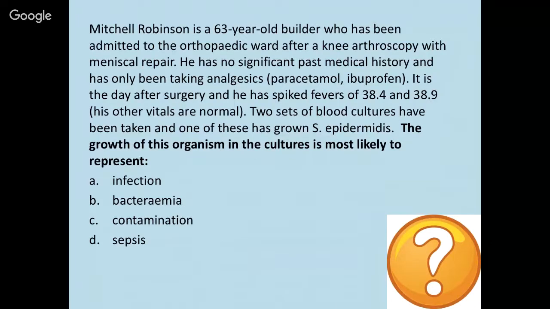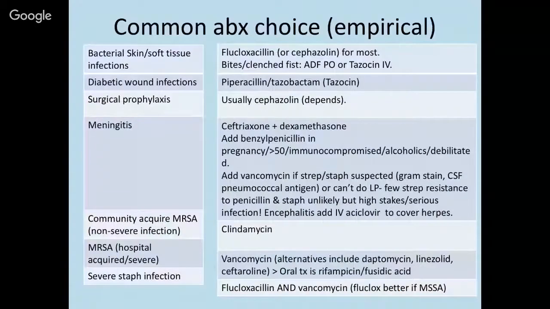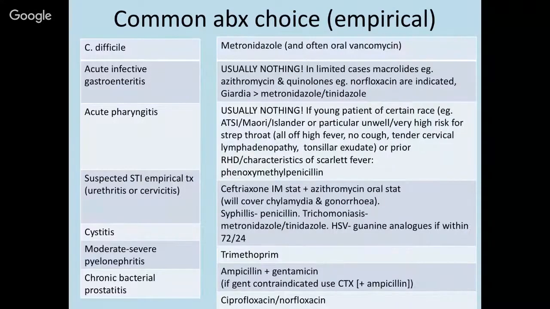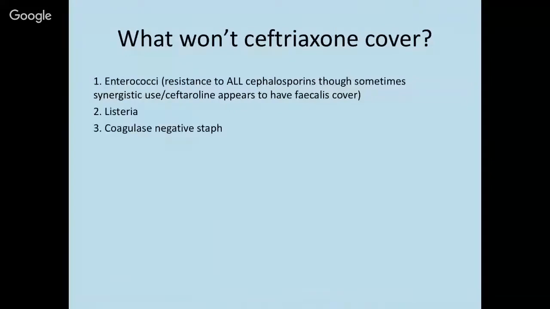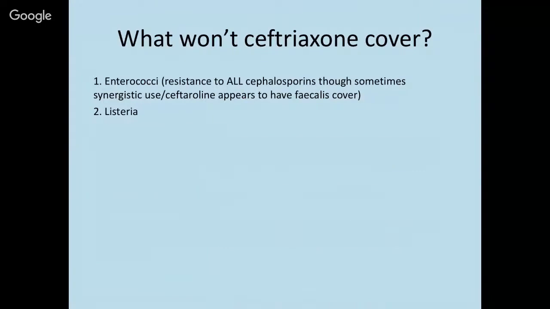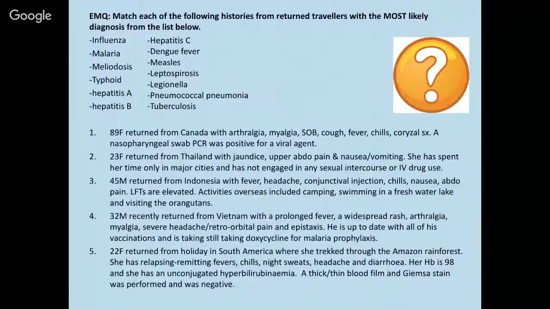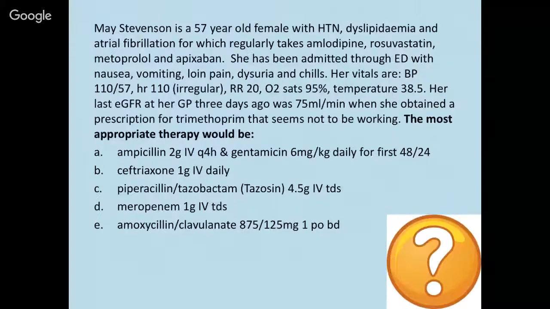Okay, so we're done. I've got some review questions, but I know you probably want to go, so we don't have to do them. At the end you've got some antibiotic tables, a summary of what infection and what to give. I also included what ceftriaxone won't cover at the very end, because it's a really commonly used antibiotic and people need to know what it doesn't cover. If you have the PowerPoint, you should have all the answers at the bottom in the notes section.